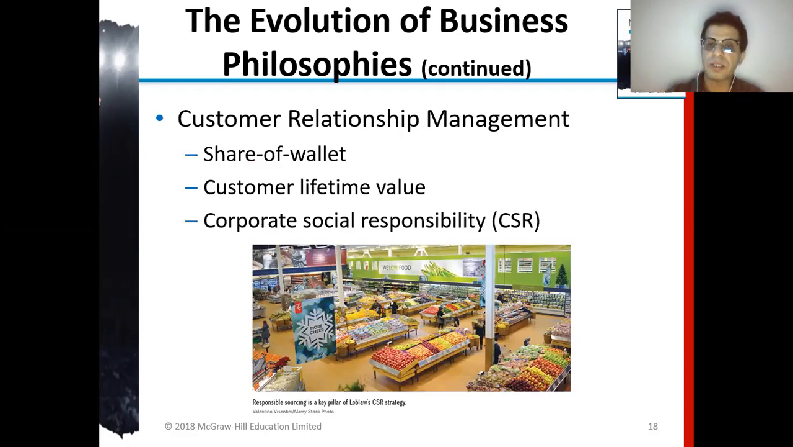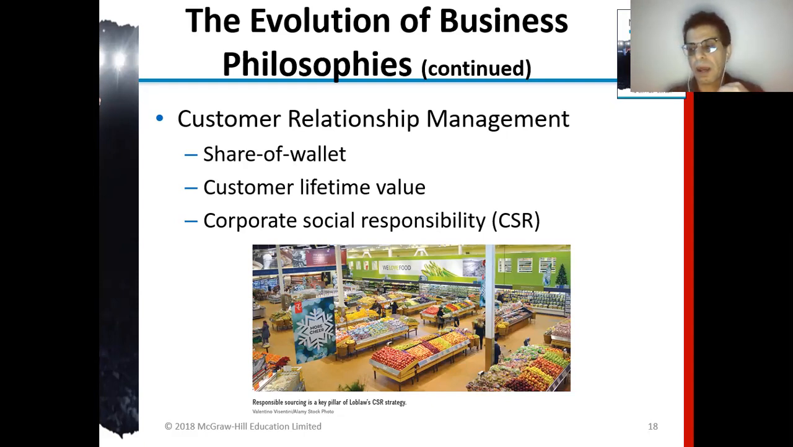Customer relationship management is all about share of wallet. I have person X coming to my shopping mall or my superstore. If I keep a good relation with him, what percentage of his money is going to be spent in my store instead of the next similar store? That's how you look at it.